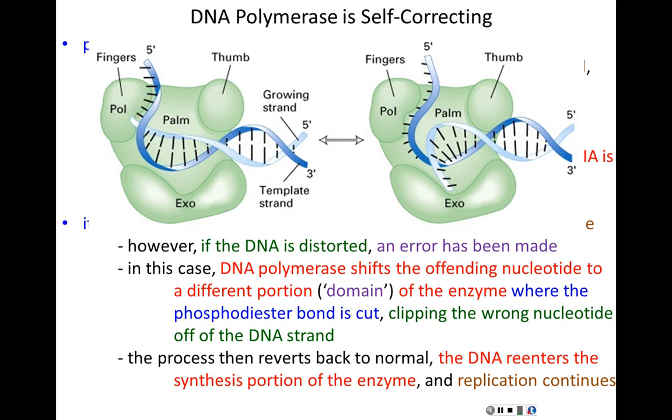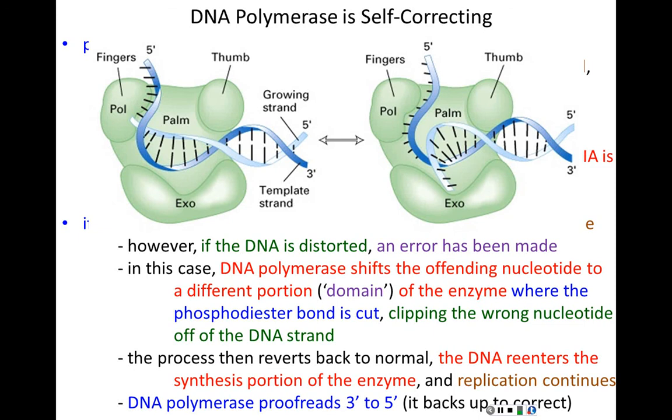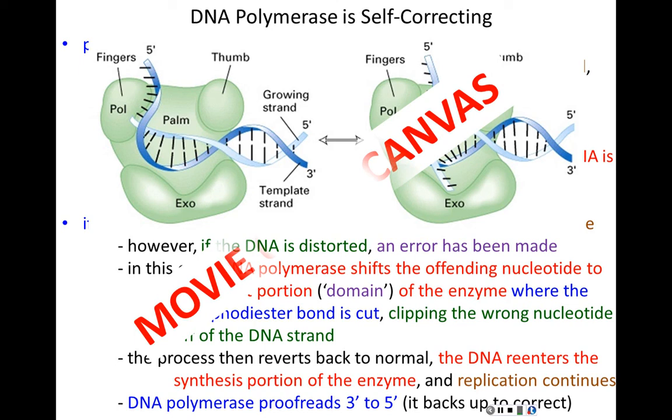So while DNA polymerase synthesizes DNA from 5' to 3', it proofreads from 3' to 5'. In other words, DNA polymerase actually backs up one step in order to clip and repair its mistake. Movie 6.1 on Canvas, the second half of that movie, does a wonderfully amazing job of showing you this in action, showing you replication and then what DNA polymerase does when it makes a mistake in order to proofread.